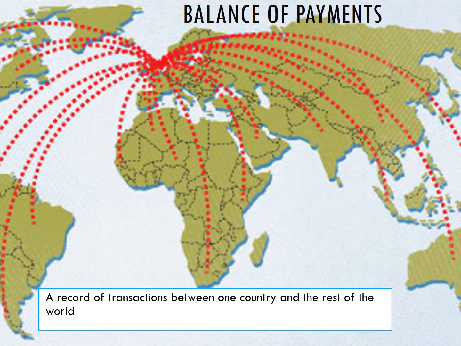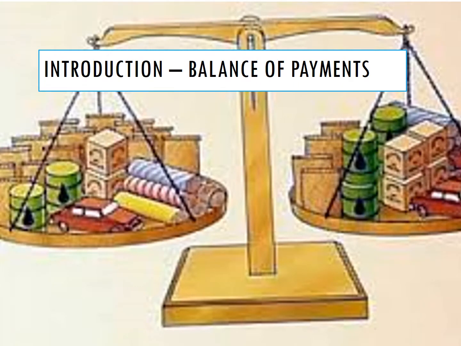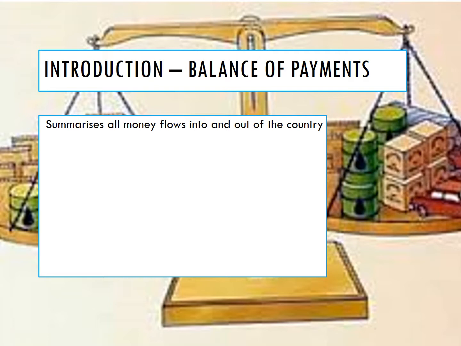The balance of payments is a record of transactions between one country and all the other countries in the rest of the world. So we're trying to measure the performance of an economy by looking at how it's interacting with other countries around the world. So in the UK, how do we put together the UK balance of payments? Well, the UK balance of payments summarizes all the money flows into and out of the UK.